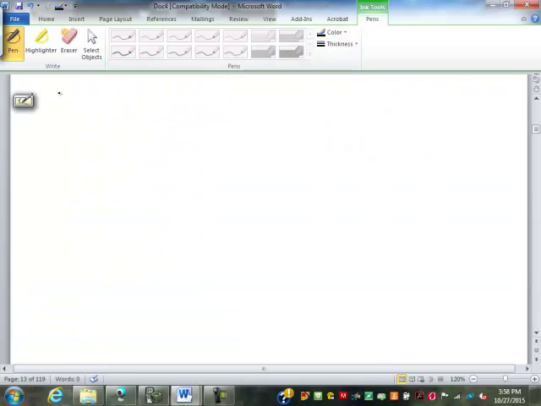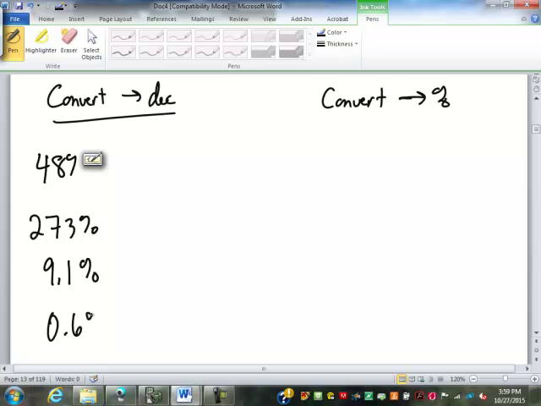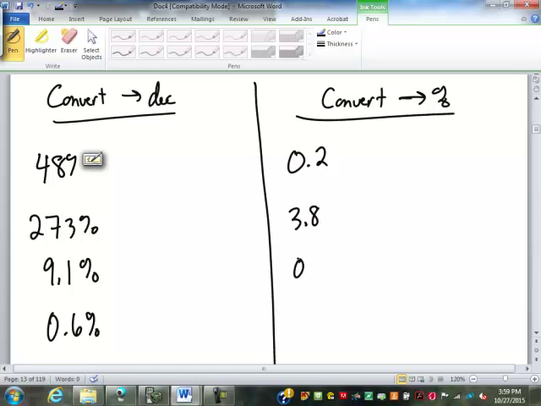So in your notes, have you convert some into percents and some into decimals. We're starting to convert to decimals: 48%, 273%, 9.1%, and 0.6%. Convert those into decimals, and then convert these decimals into percents: 0.2, 3.8, 0.096, and 0.55. So do those conversions quick in your notes.